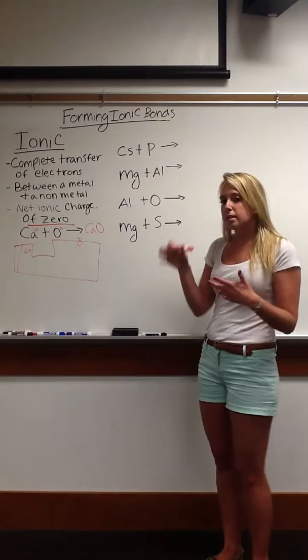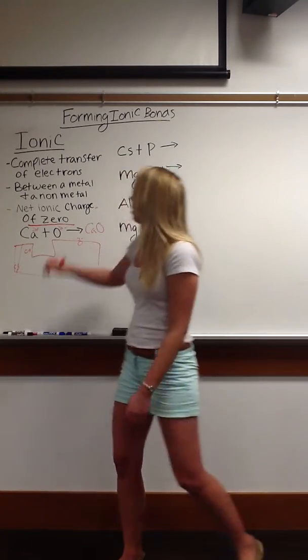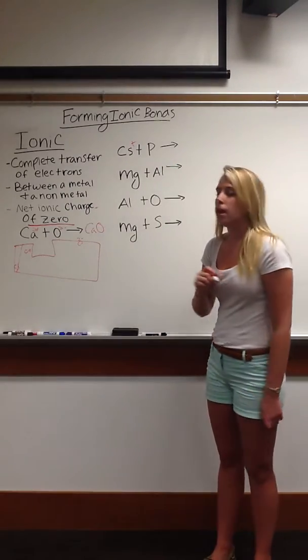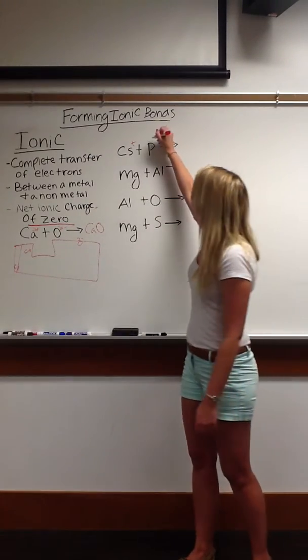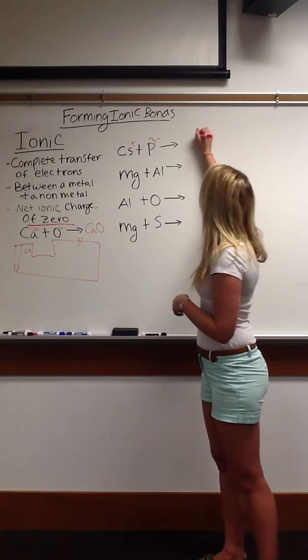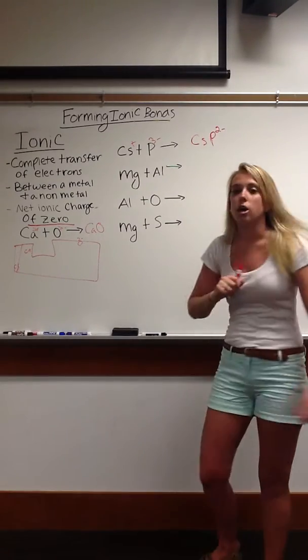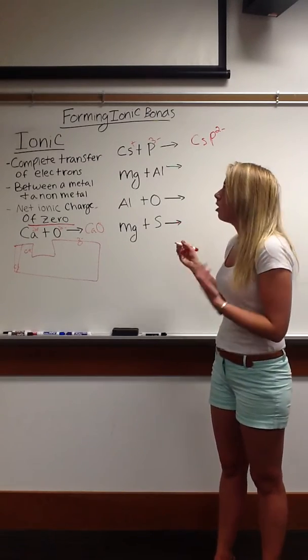So here we have cesium. Cesium is a group 1 metal. It's located about here. Cesium has a +1 charge. And phosphorus, which is located below nitrogen, has a 3 minus charge. So if we were to put these two together, we would have a 2 minus charge left over. And that's not what we want, right? So we need to make sure that our charge is balanced.